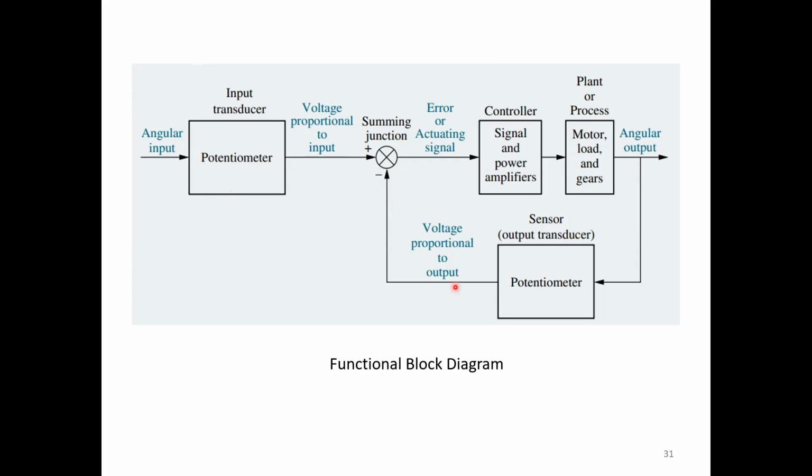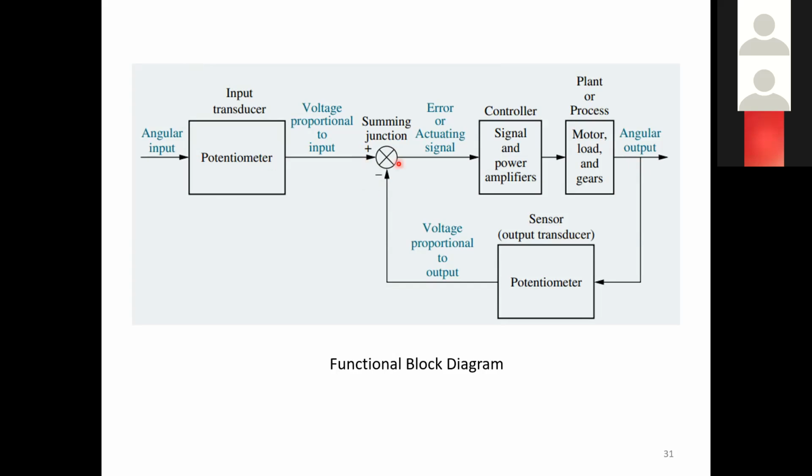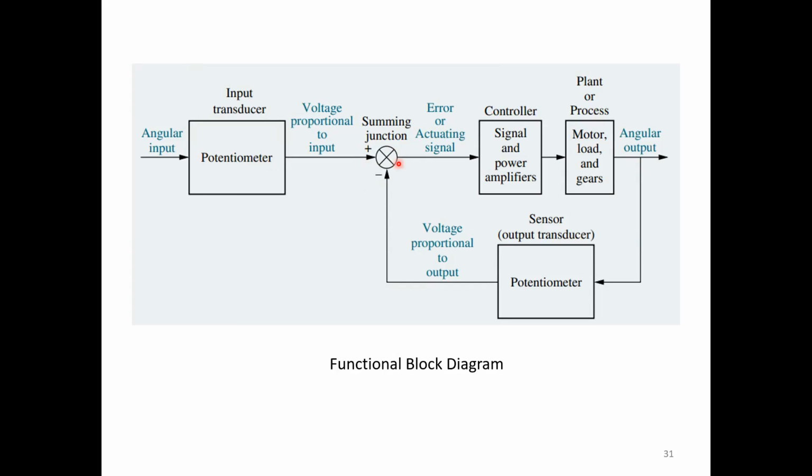See, this feedback one is negative because we are comparing the difference of the input and output. What it does is take the angular output. Let's say you are giving a 30 degree input. So according to your input, a voltage will be given. Now, the signal will go to the controller as well as the plant or process. The controller contains signal and power amplifiers, and the plant or process contains motor, load, and gears. Okay.